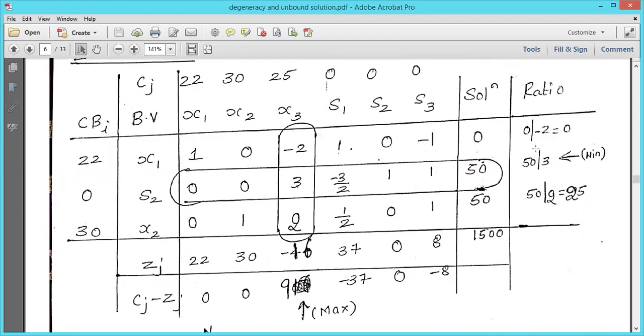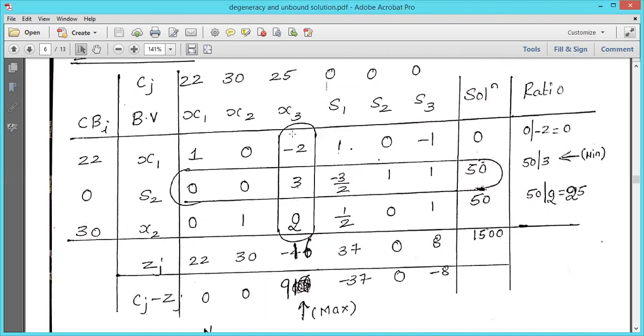Now the key row: 0 divided by minus 2, 50 by 3, 50 by 2. See here we have a minus 2. Even though this 0 is the minimum, here we have a negative value. We cannot consider this as our key row. So we have to pick one of these two values, 50 by 3 or 50 by 2. So 50 by 3 will be the minimum one. So this is our key row.